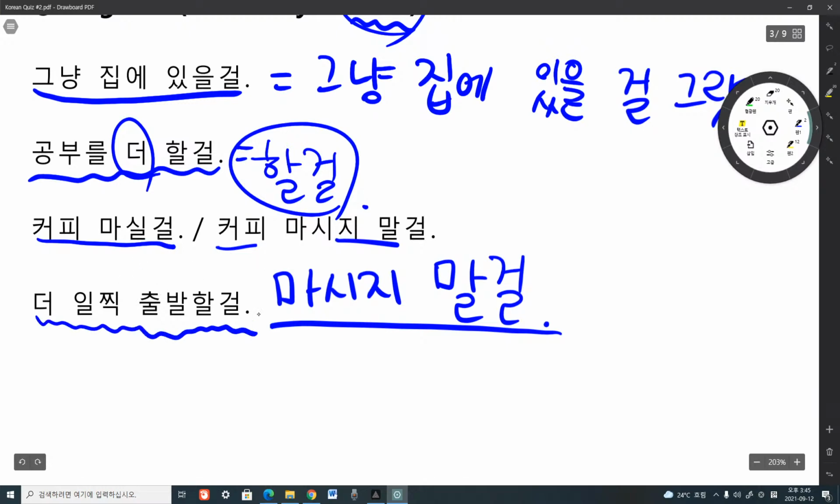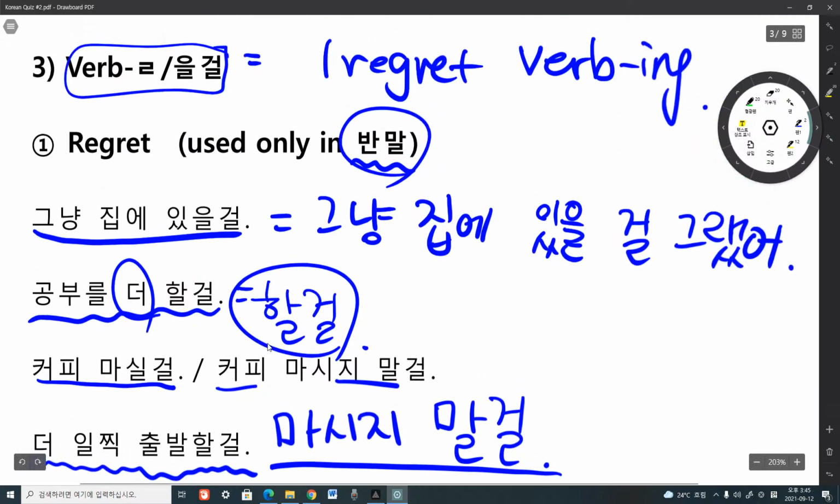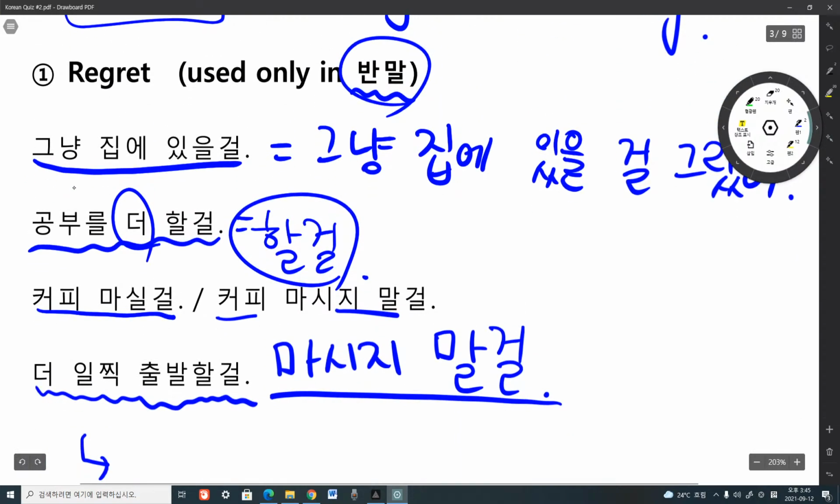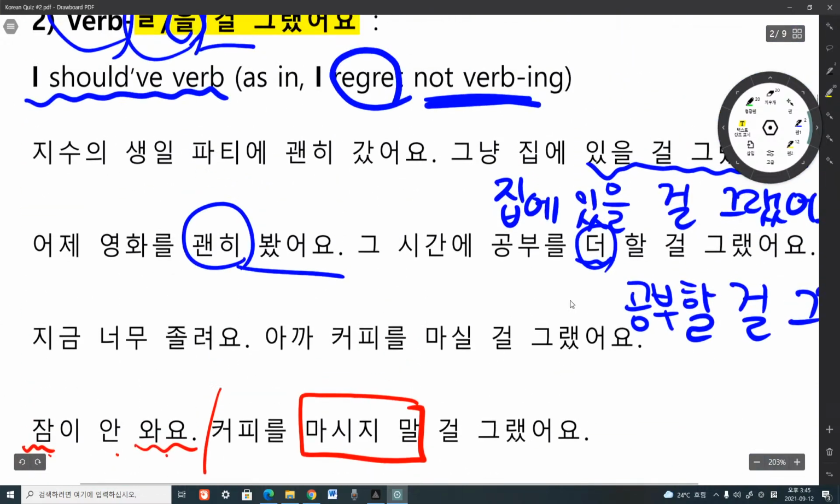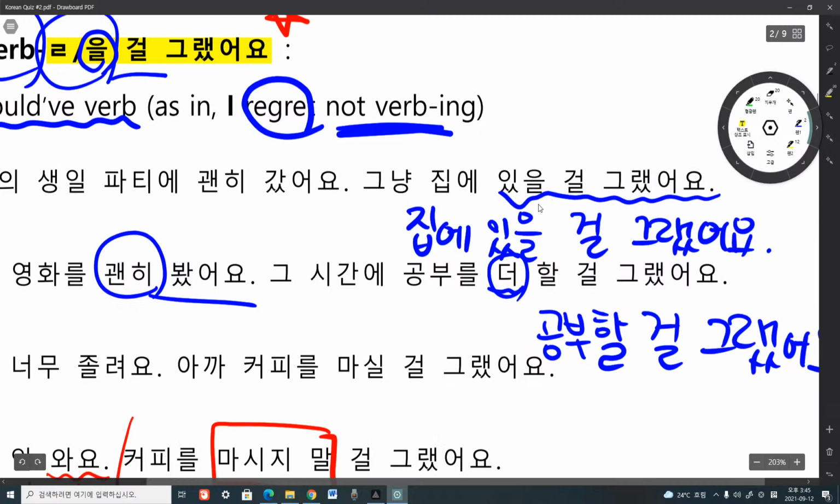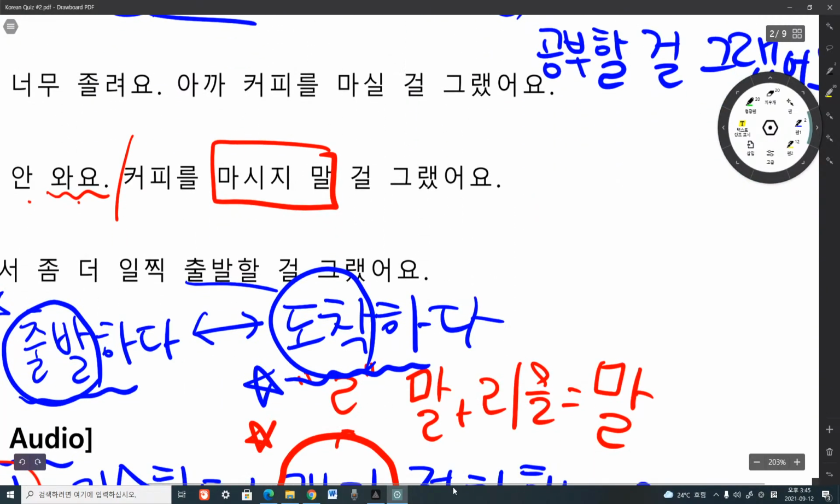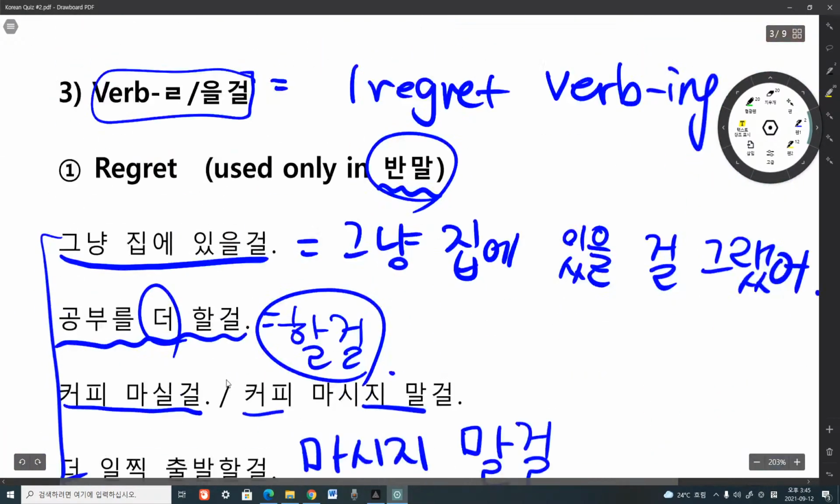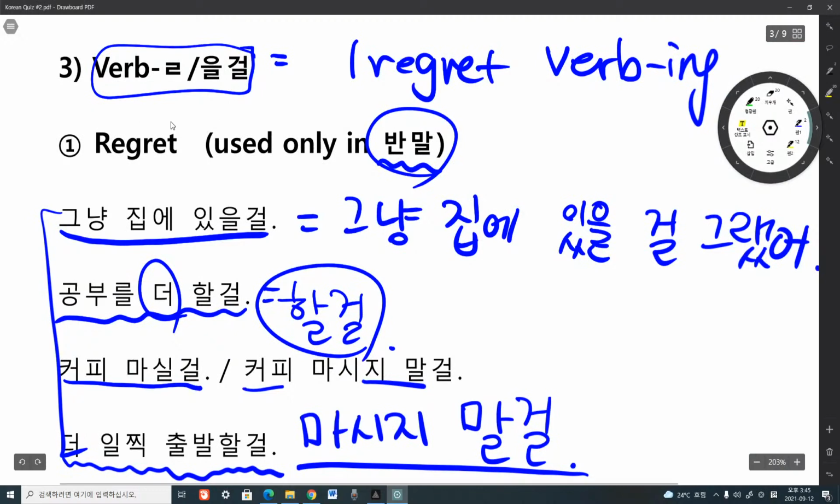그 다음에 더 일찍 출발할 걸. So it means I should have departed a little earlier, right? 더 일찍 출발할 걸. So basically, these sentences are the abbreviated version of these previous 5 sentences that we learned. We're just using an abbreviated form. 할 걸, right? 할 걸.